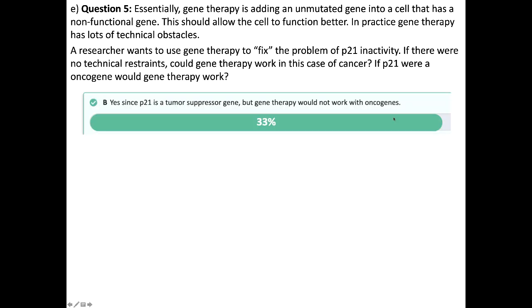All right, let's look at question 5. Essentially, gene therapy is adding an unmutated gene into a cell that has a non-functional gene. This should allow the cell to function better.